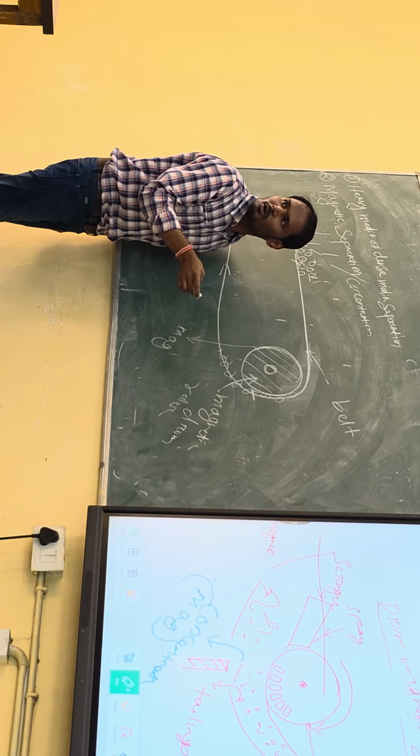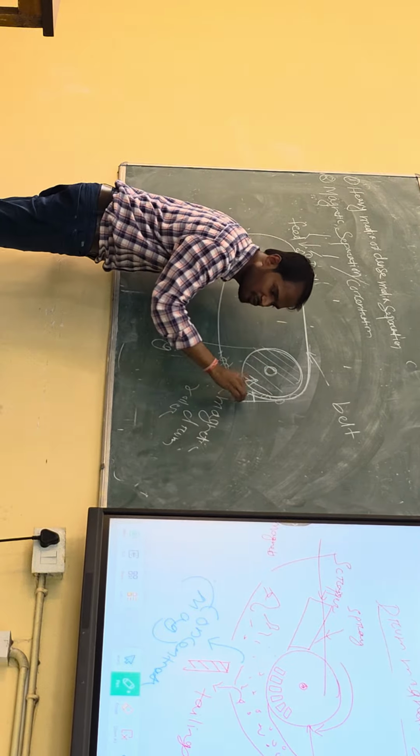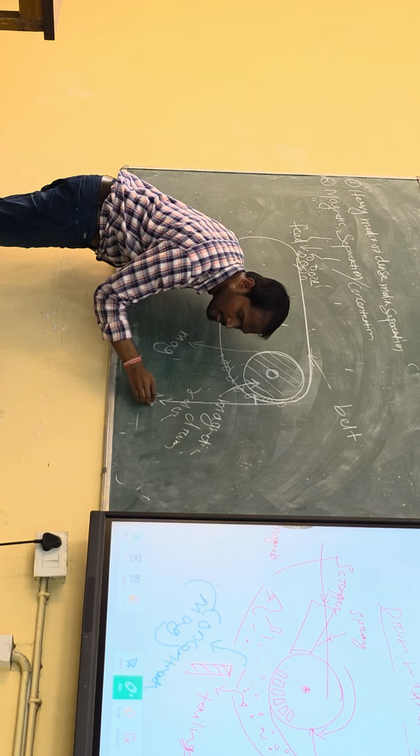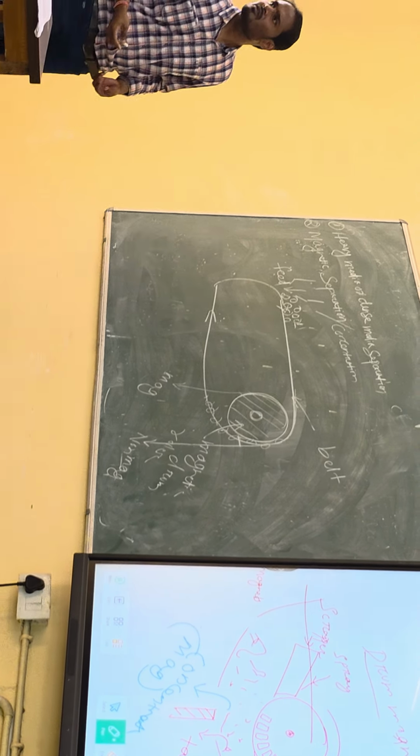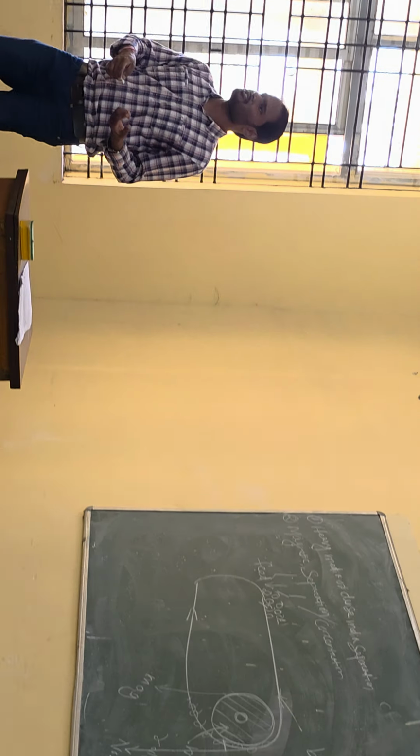And what happened to the non-mag? They will not attach. They will directly fall here. This will be your non-mag or tailings. You understand? Very simple. You can draw the diagrams in the exam. If there is a question on magnetic separator, you can draw both these diagrams.